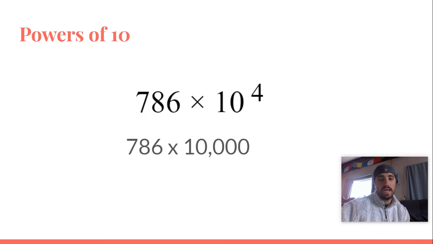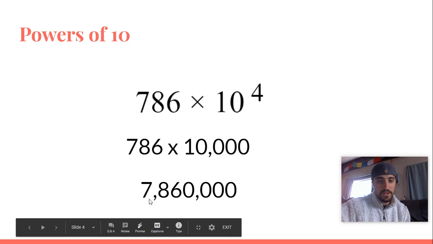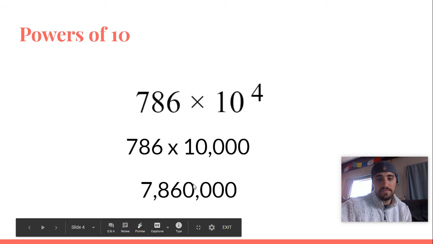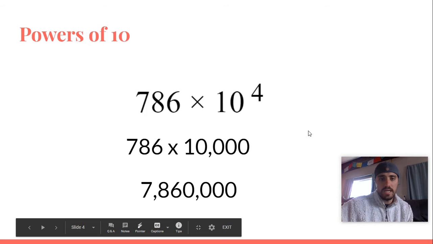Well, that can be rewritten as 786 times 10,000, because 10 to the fourth is 10,000. Remember, that's 10 times 10 times 10 times 10. And 786 times 10,000, let's see if you can pick this out multiple choice. 7,860,000. Just 786 with 4 zeros. Remember, this little shortcut works when we have powers of 10. 10 to the fourth adds 4 zeros. It bumps my number up 4 place values. All right, next one.